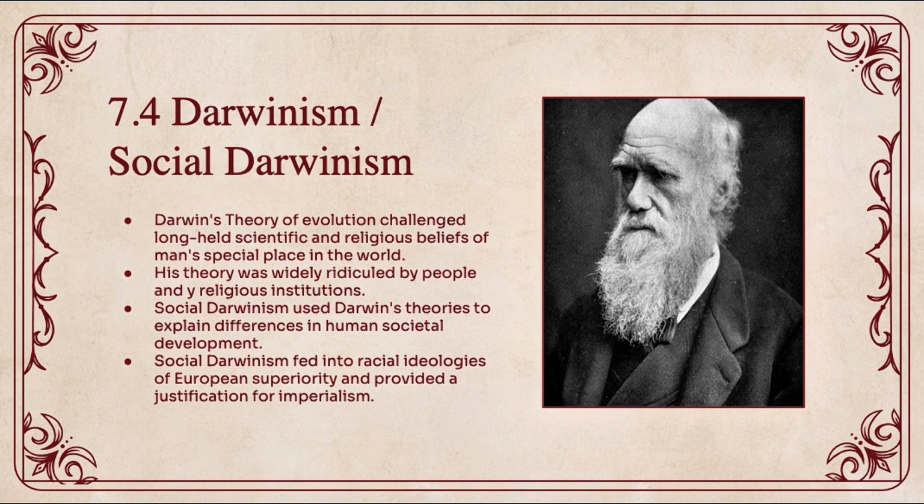7.4 Darwinism and Social Darwinism. Darwin's theory of evolution challenged long-held scientific and religious beliefs of a man's special place in the world. His theory was widely ridiculed by many people and many religious institutions. Social Darwinism used Darwin's theories to explain differences in human societal development. It was also used to feed into racial ideologies of European superiority and provided a justification for imperialism.